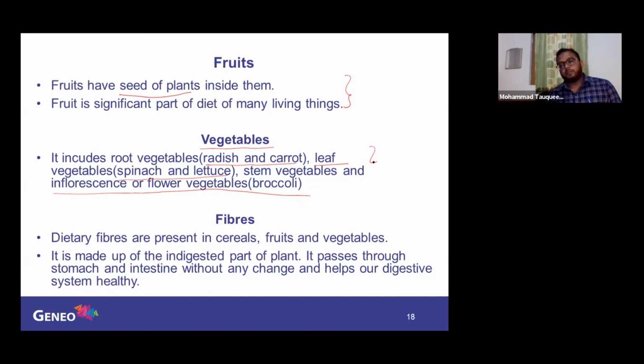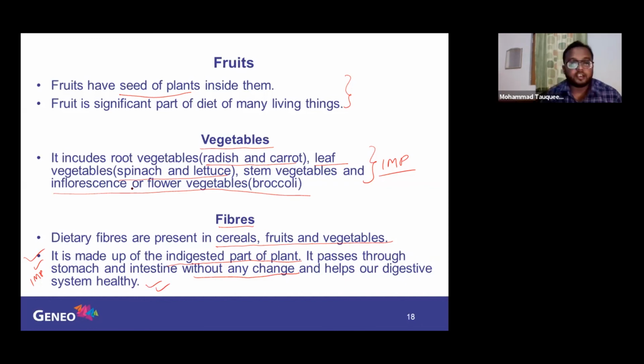You have to remember, this is important, that in broccoli what we consume is the flower. In spinach and lettuce we consume the leaf. In radish and carrot we consume the root. Fibers are the indigestible part. Dietary fibers are present in cereals, fruit and vegetables, and they remain undigested and unchanged till our intestine. It is made up of the indigestible part of the plant. It passes through the stomach and intestine without any change and helps keep our digestive system healthy. So this is very important.